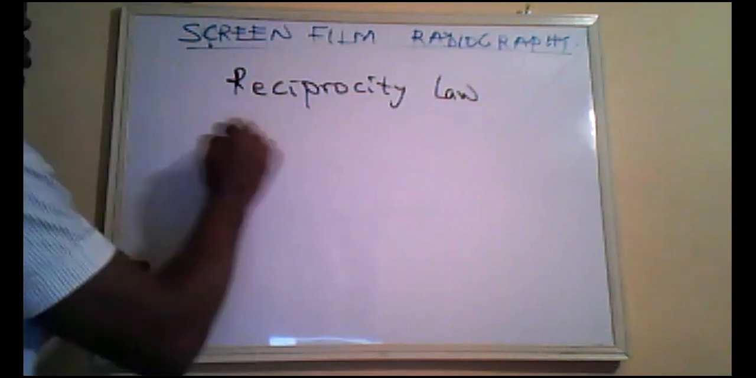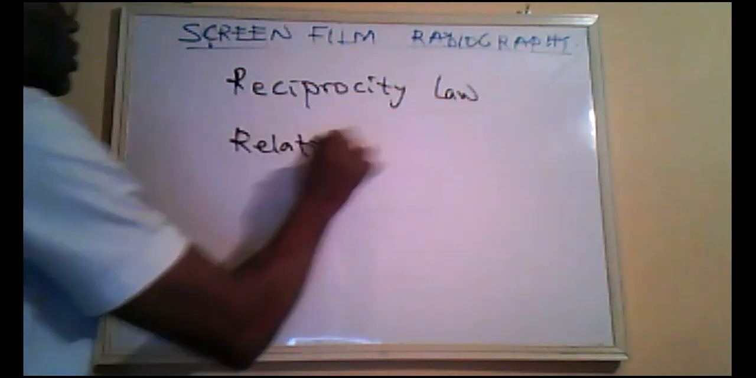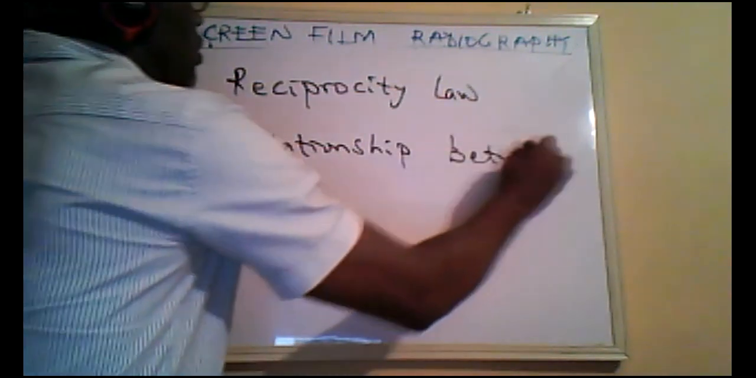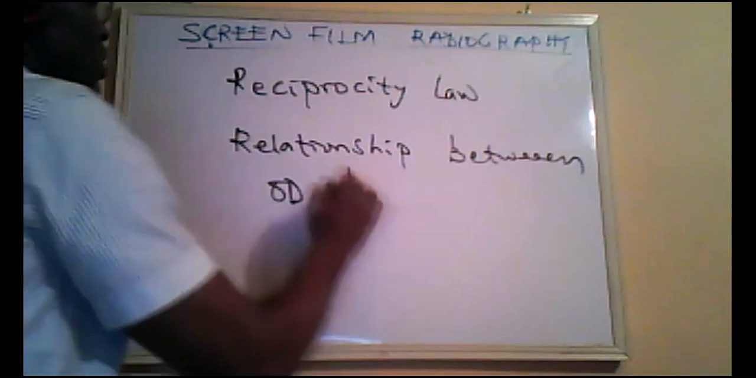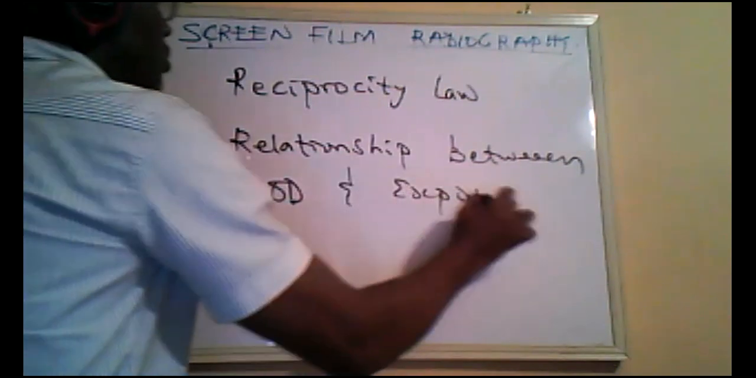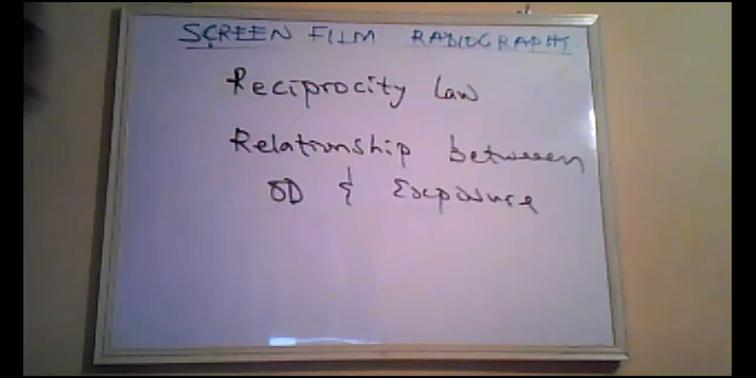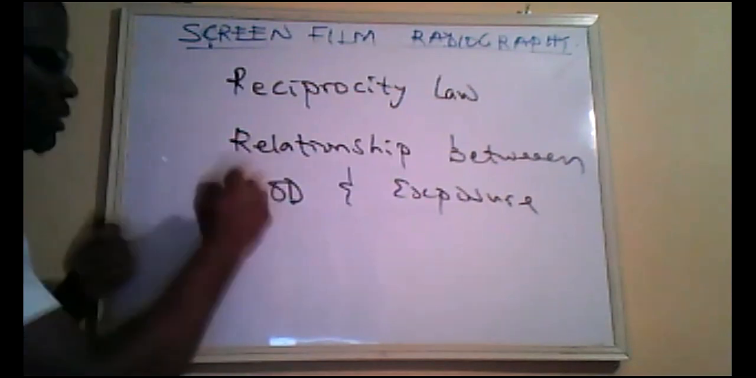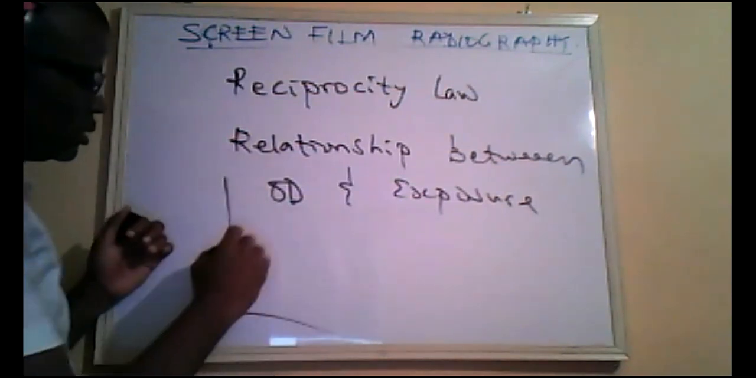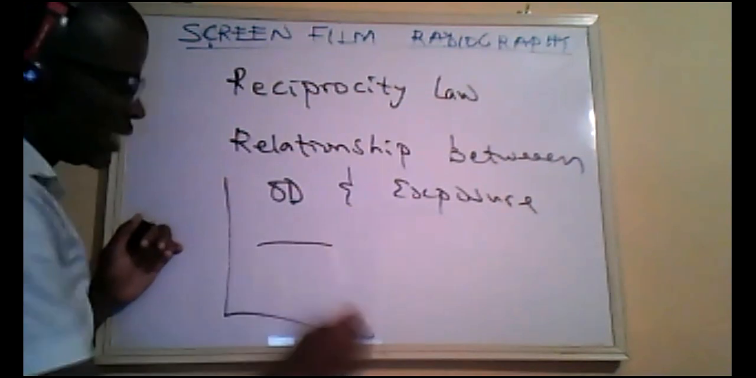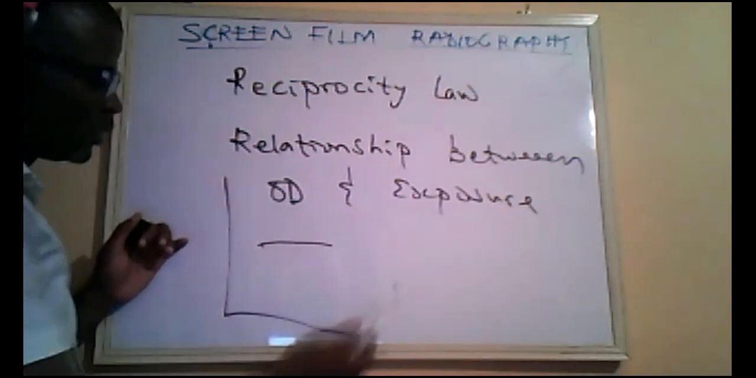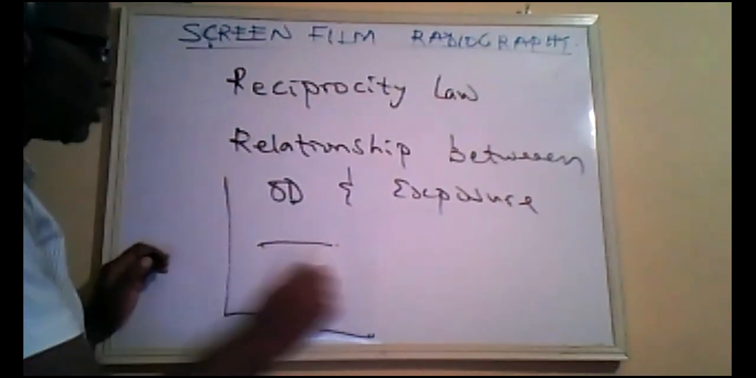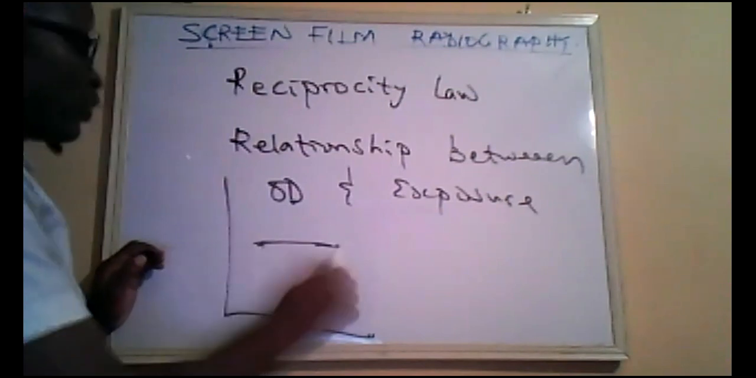That's the relationship between optical density and exposure. It has to be constant. That is, you have a particular OD, no matter the range of exposure, the OD has got to remain constant. That is, the OD has got to remain fairly constant.